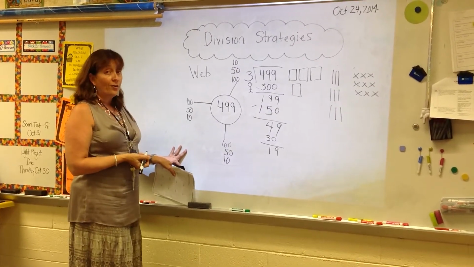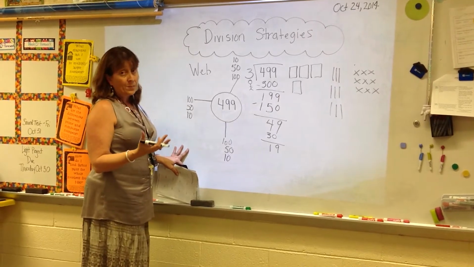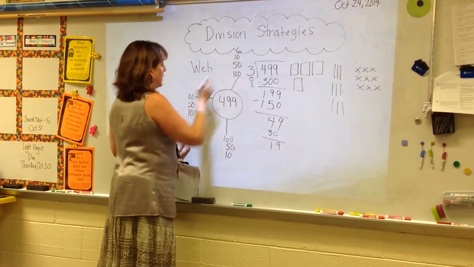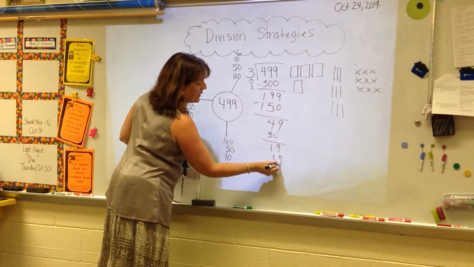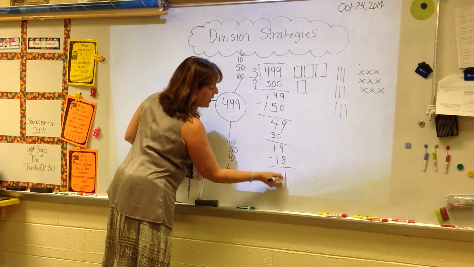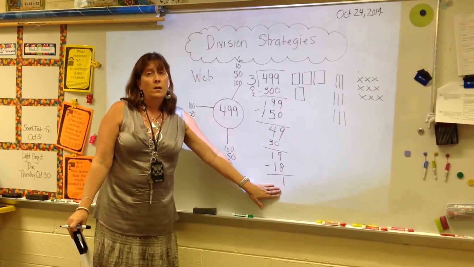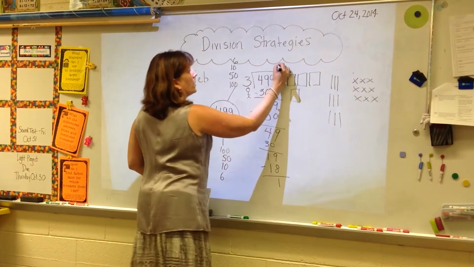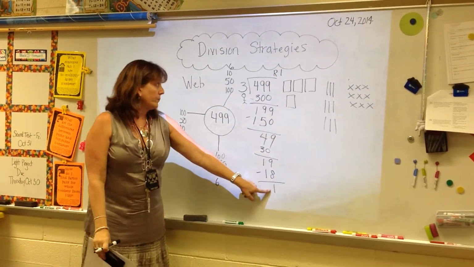So they should know that 3 times 6 is 18. 3 times 7 is 21. That would be too much. So 3 times 6, each group gets 6. And that would be 18. We subtract, and we have 1 left. Once we get to this number 1, we should know that we can't divide 1 by 3 people. So that's going to be our remainder. So we're going to have a remainder of 1 right there.